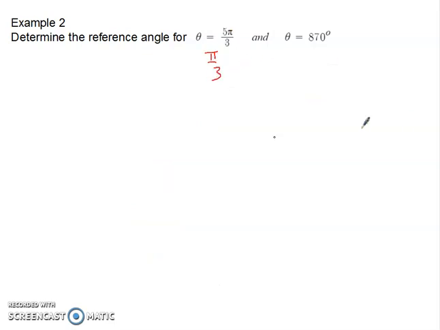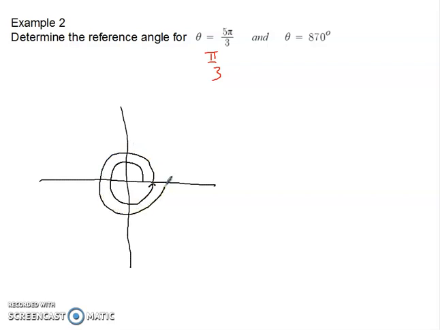For our second angle, I've got 870 degrees. So I'm actually rotating around more than once. I've got 360 degrees, bringing me around back to where I started. I can then go another 360 degrees, and that brings me to 720 degrees. So from there, if I take away those two full rotations, then I need to rotate 150 more degrees, which would be between 90 and 180. So I am going to end my terminal side here in my second quadrant.